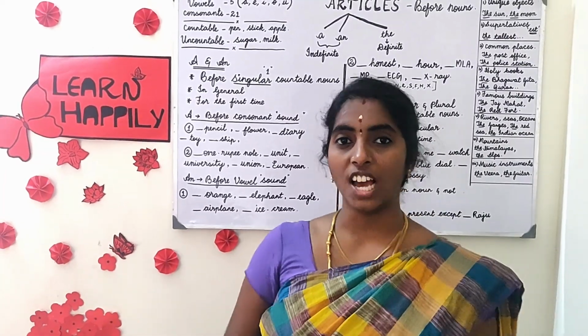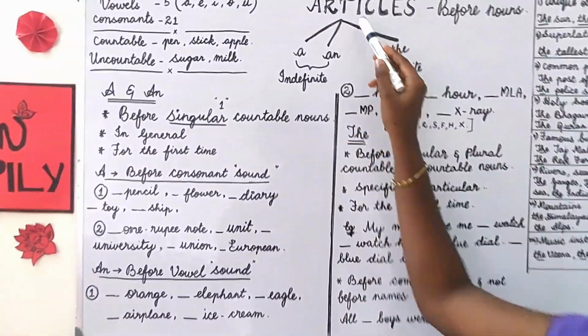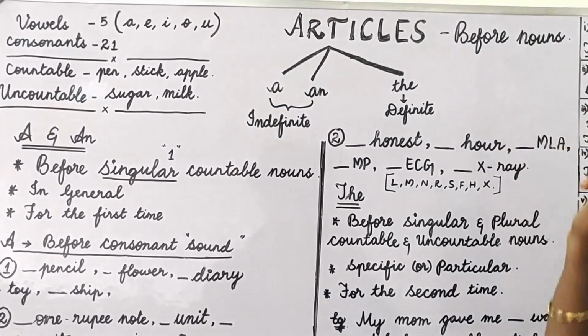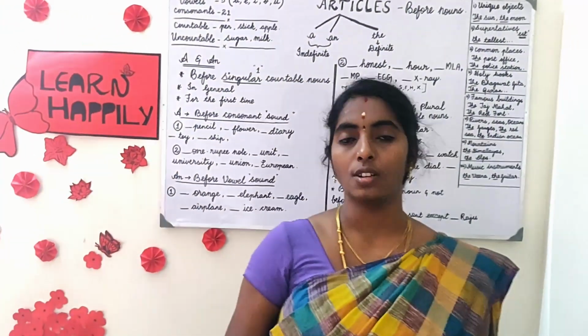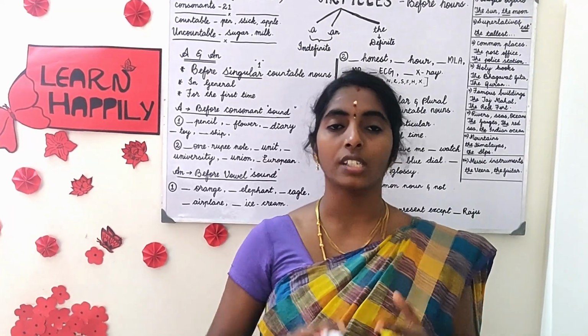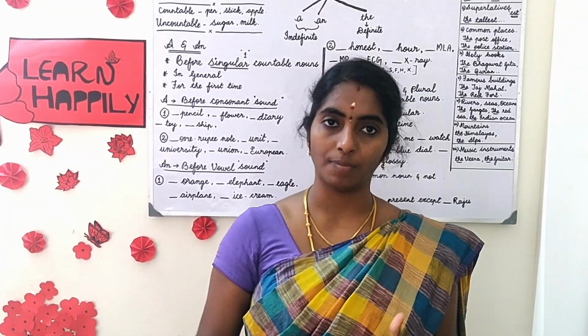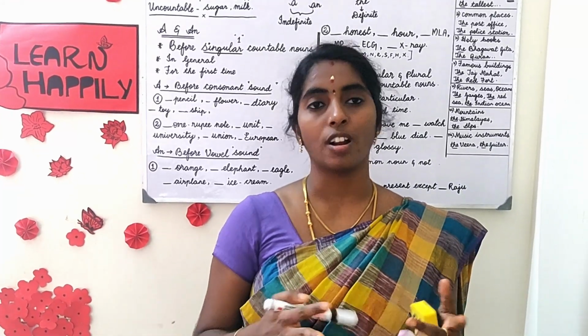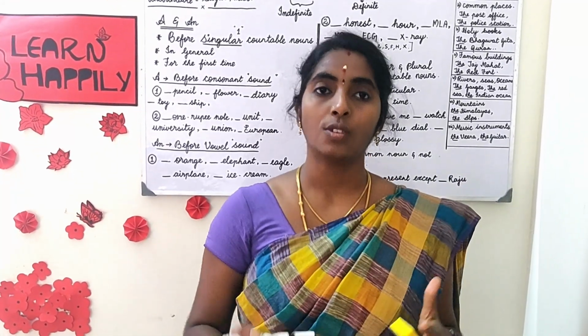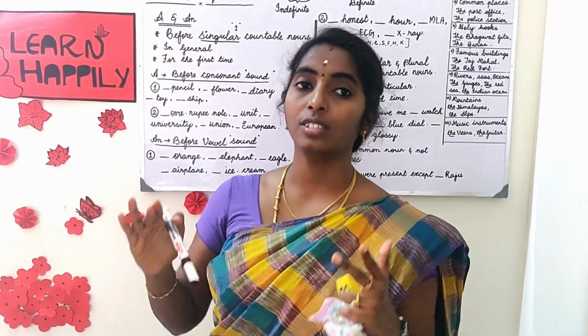Coming to the title, articles. The articles are used before nouns. Okay, so what's a noun? Noun is a naming word. So before all the naming words, we will be using articles. Okay, so how many articles are there in English? Only three. What are they? A, an, and the.